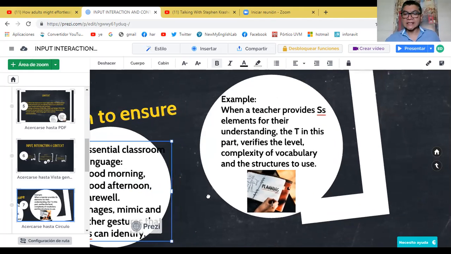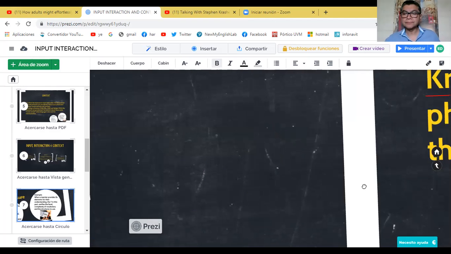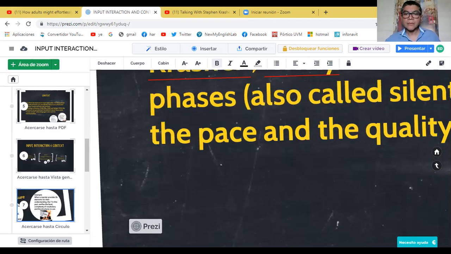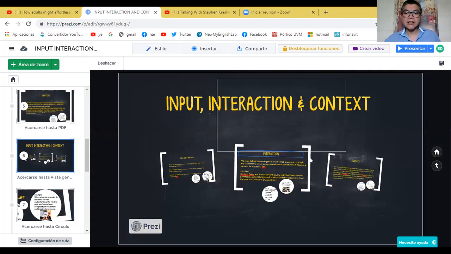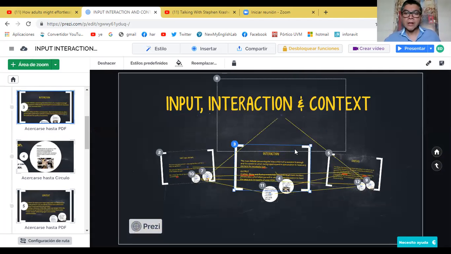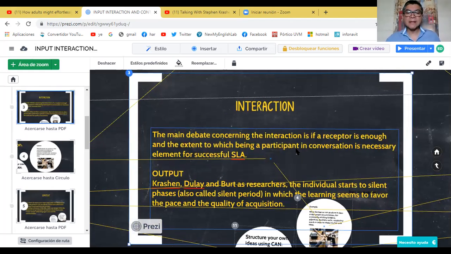As a second part, we can talk about the element of interaction. So, to deal with interaction, the main debate concerning interaction is whether being a receptor is enough, and the extent to which being a participant in conversation is a necessary element for successful second language acquisition.